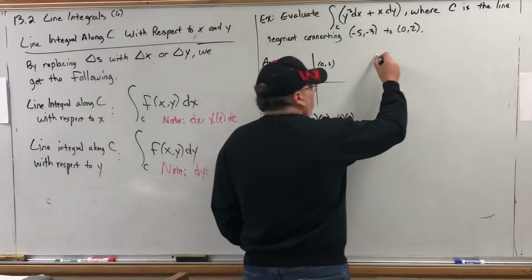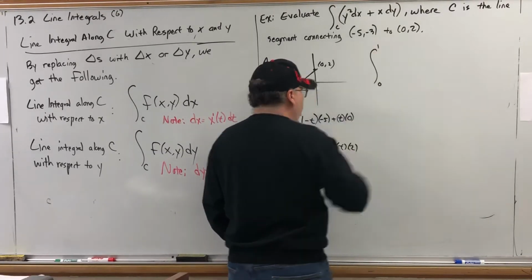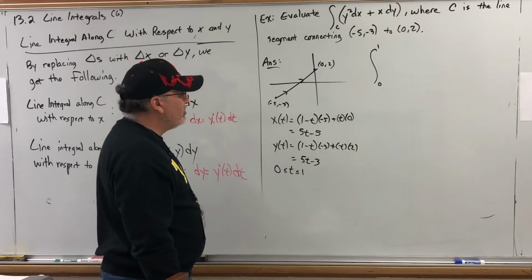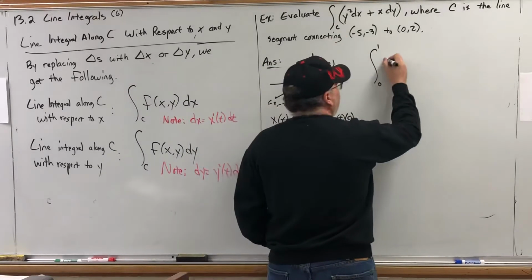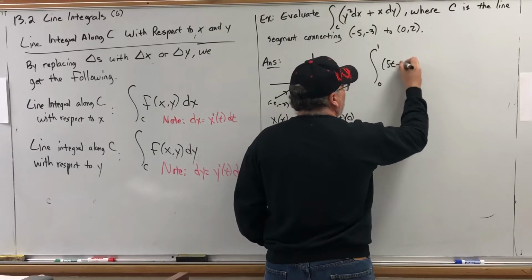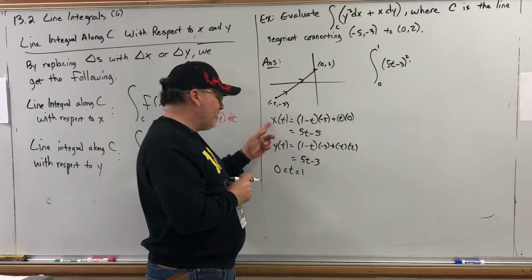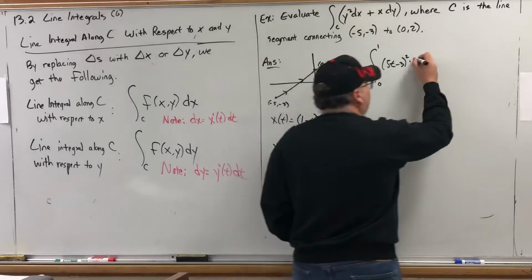So let's see what this integral is. We're integrating from 0 to 1. That's how we parametrize the line. y is going to be replaced with 5t minus 3. So instead of y squared, we have (5t minus 3) squared. For dx, we take the derivative of the x function. So the derivative of the x function is 5 dt.